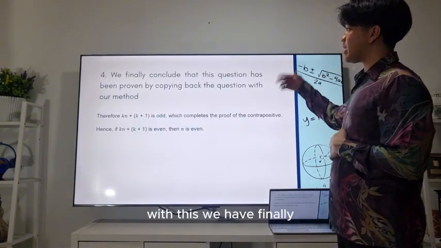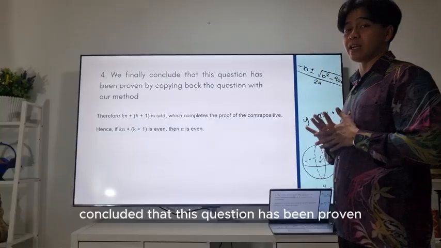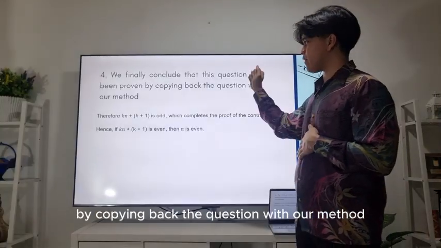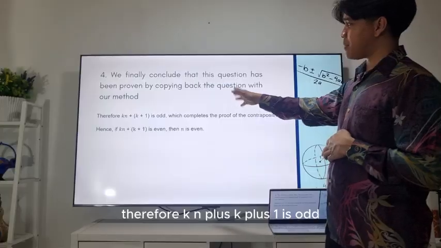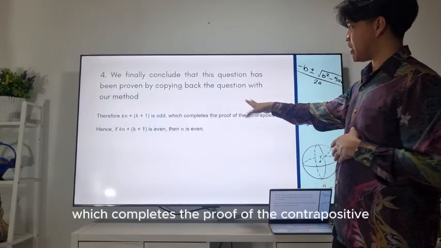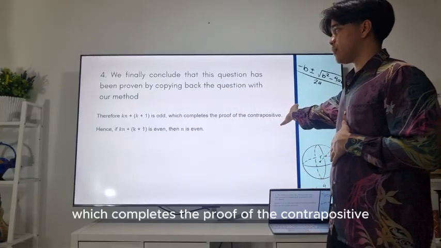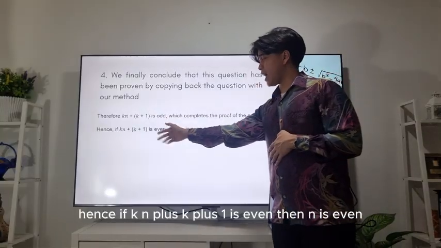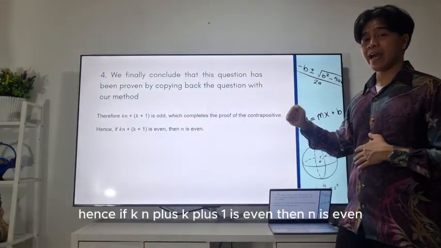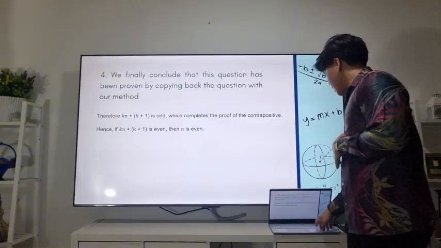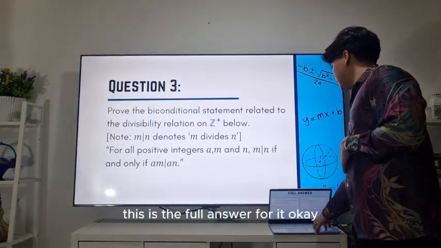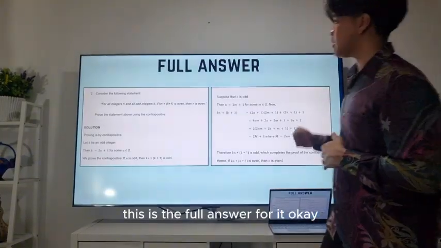With this, we have finally concluded that this question has been proven by copying back the question with our method. Therefore, kn plus k plus 1 is odd, which completes the proof of the contrapositive. Hence, if kn plus k plus 1 is even, then n is even. This is the full answer for it.